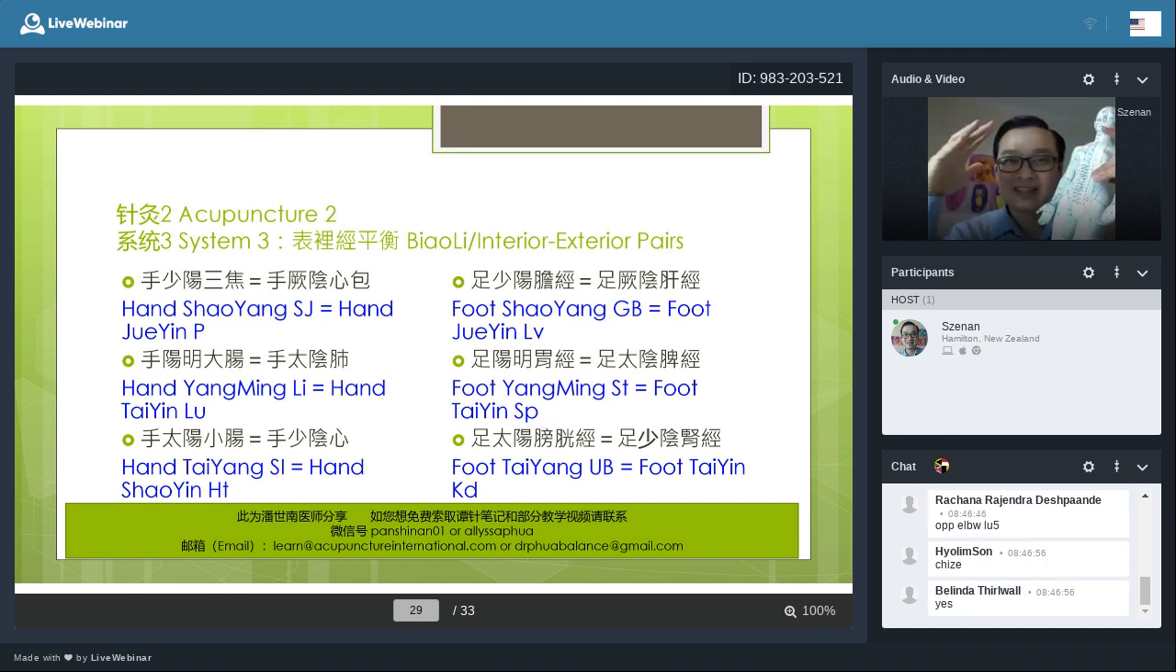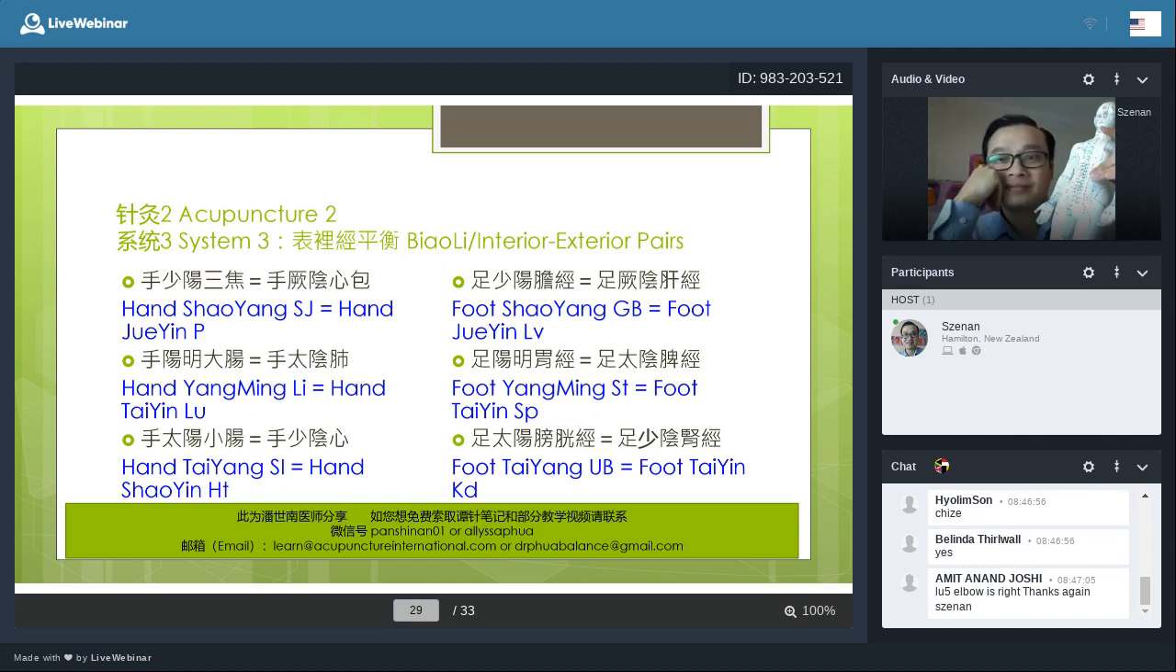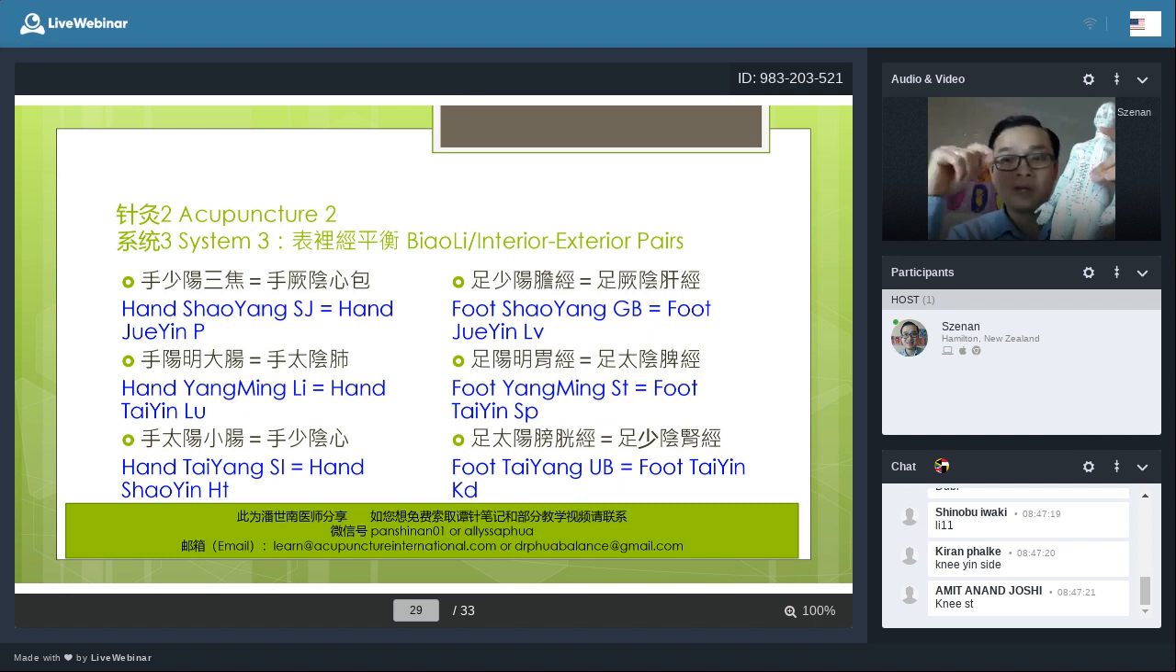Now, if you use system 3, where about is the point? Thank you. Wait. Thank you, Amit. Dubi, that's right. Dubi, knee, stomach knee, that's right.